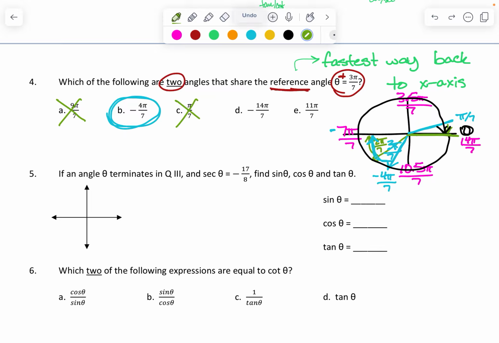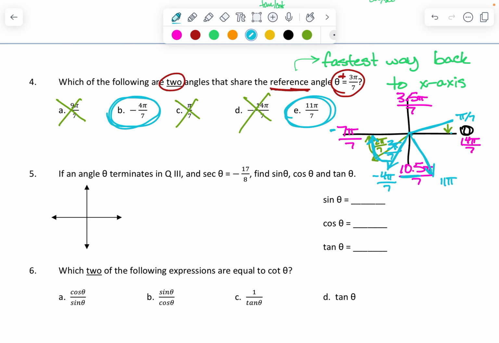And then lastly, I've got 11 pi over 7. Now, if you're using process of elimination, yes, this one's right. But also, see right here, I've got 10.5. 11 would be somewhere right here. All right, 11 pi over 7 would be somewhere over here, and to just finish the job, to go the rest of the way, would need another 3 pi over 7. So that would be my reference angle.